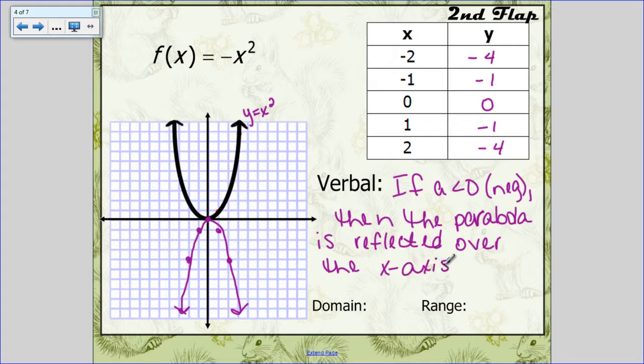So a negative does not affect the width of the parabola at all. All a negative will do is reflect it. It will flip it over. To determine the width of the parabola, you have to look at the number itself.